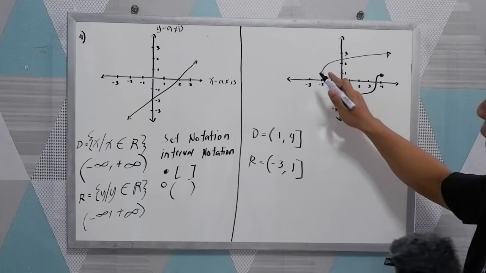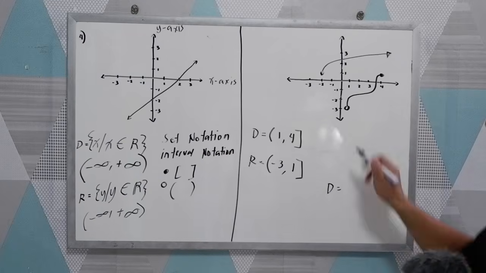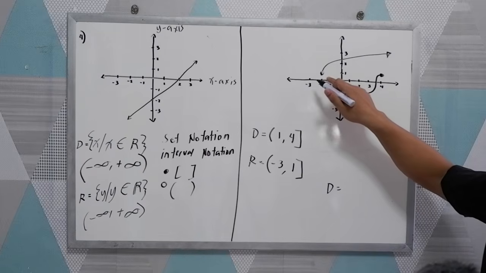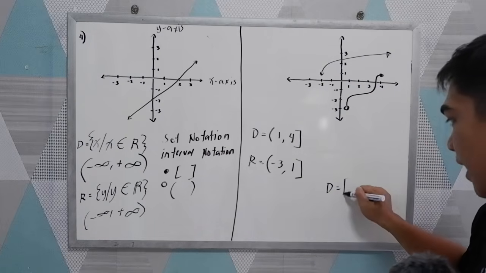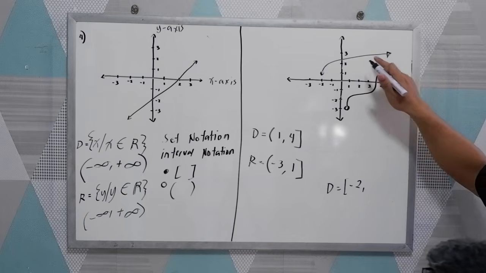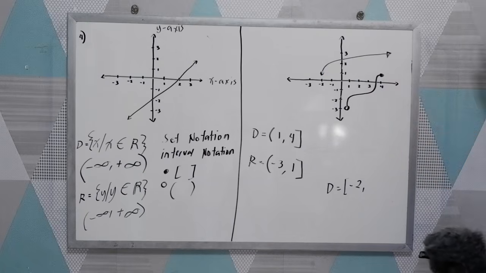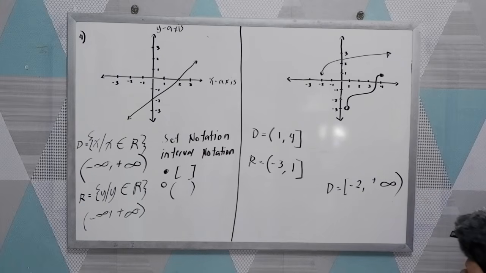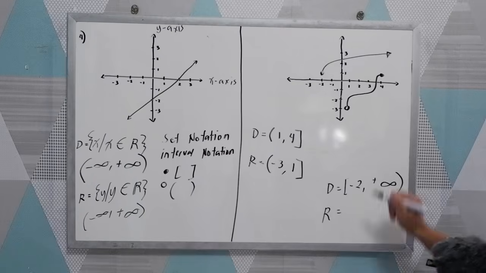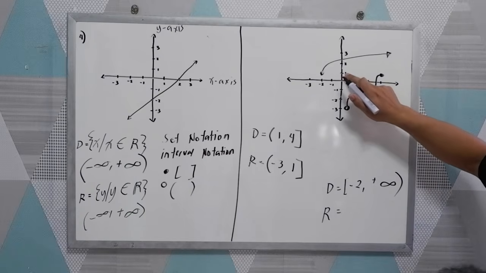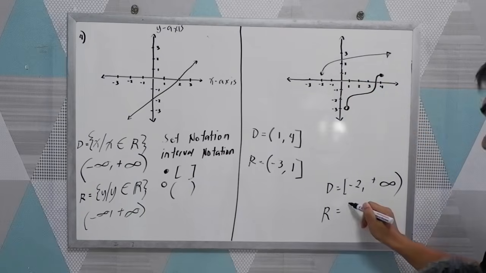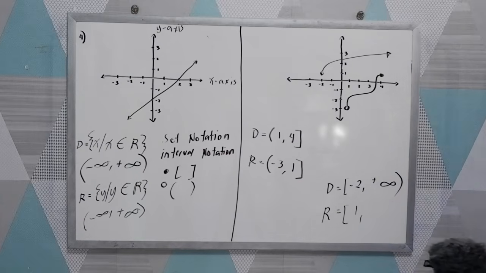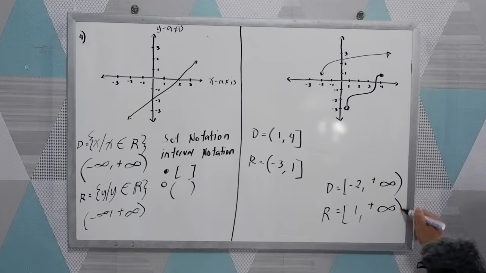Okay? So for our domain, we have here, for the x is -2, but -2 is included, shaded, so -2. We have here our arrow, so it will be extended up to infinity, so positive infinity. Then for the range, we have here for the y-axis, we have +1 included, so +1, and it will extend up to positive infinity.